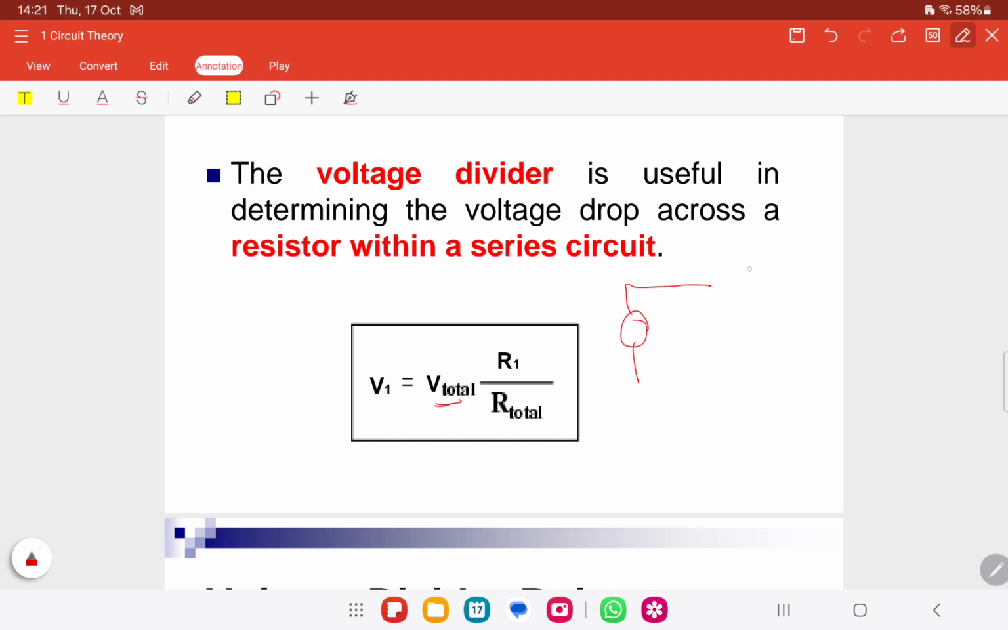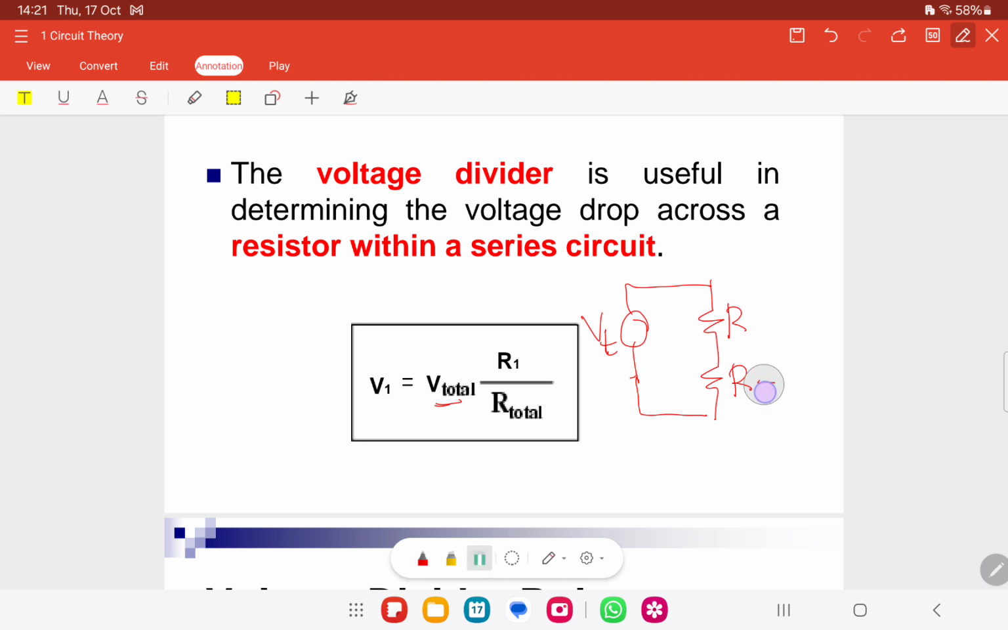Okay, we have two resistors in series, R1 and R2. So this is V total or Vs. The one at the bottom is R2. So this is R2. Okay, so V1 is in here, plus minus, and V2 is from here.